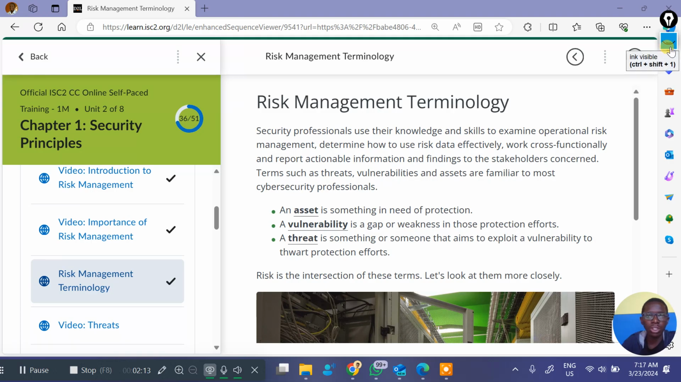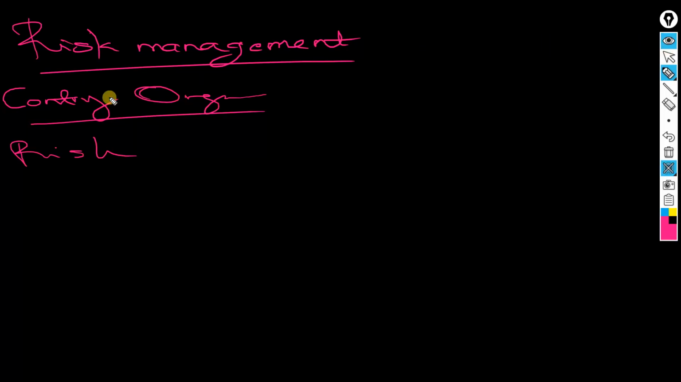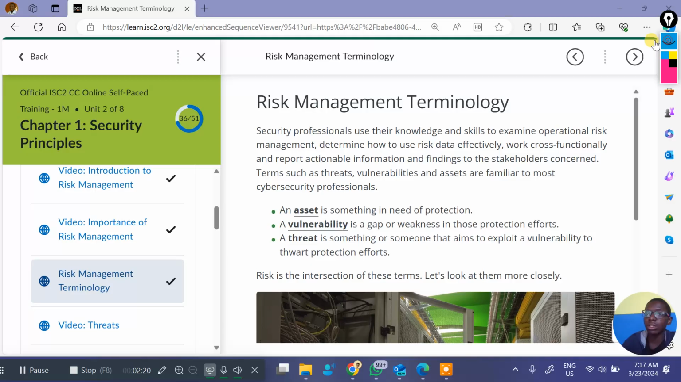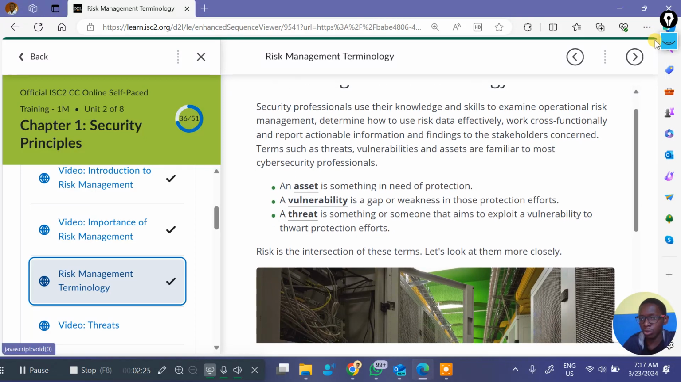So there are some terminologies we need to cover, and we are going to look at these terminologies together. The first terminology we have there is asset. When we talk about asset, it's something you want to protect. Your laptop is an asset, your organization is an asset, you are an asset. This video is an asset. Yes, everything is an asset, right?